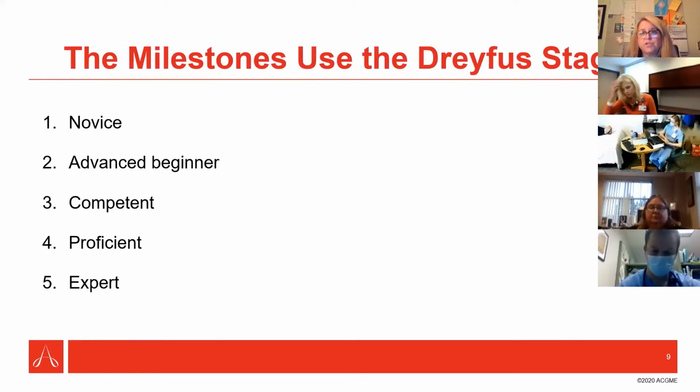All right, so the Dreyfus stages are a model to describe growth in education. And so these are the milestones. You have the novice, the advanced beginner, competent, proficient, and expert. The milestones are formatted after the Dreyfus stages. When you look at them, a level 1 will equate with a novice, and a level 5 will equate with an expert. And really, a level 5 should be someone that's postgraduate. So there's no thought that you should be at a level 5 at the time of graduation.